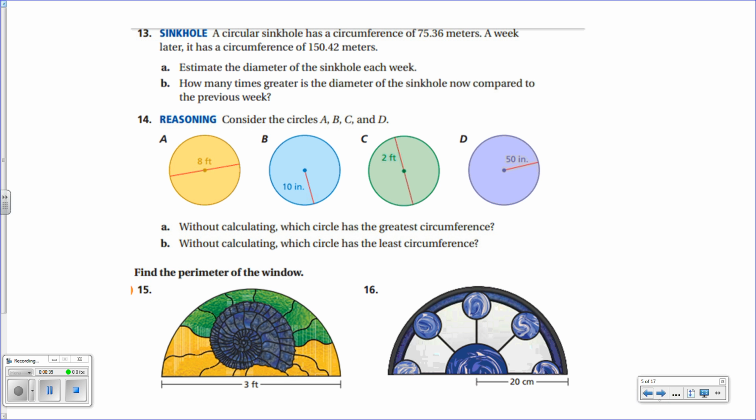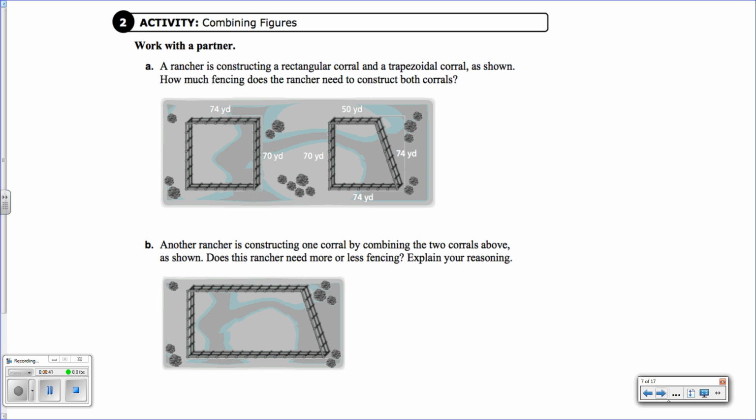On your notes, you should see these two fences. A rancher is constructing a rectangular corral and a trapezoidal corral. As you'll notice, there's a rectangle here that's 70 by 70, and a trapezoid with the top 50 and the bottom 74 and the sides of 70 and 74. We want to figure out how much fencing the rancher needs to construct both corrals. You could go ahead and figure that out and then turn your notes back on.